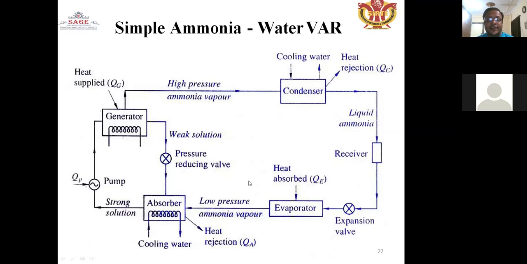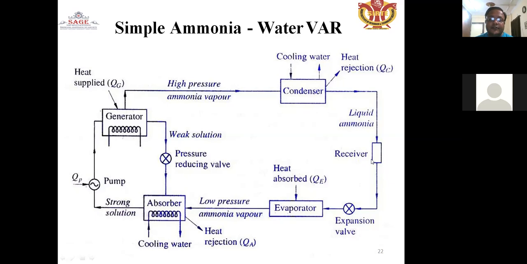This is the main circuit diagram of the simple ammonia water VAR system, with heat supplied from the generator side. High pressure ammonia vapor is supplied to the condenser side and passes through this device to the receiver side. The liquid ammonia is collected through the condenser, because the condenser is a device whose function is to condense vapor into liquid form.